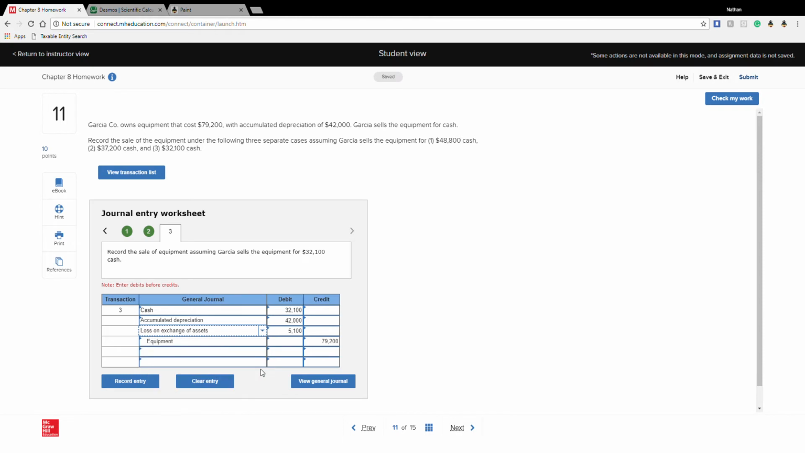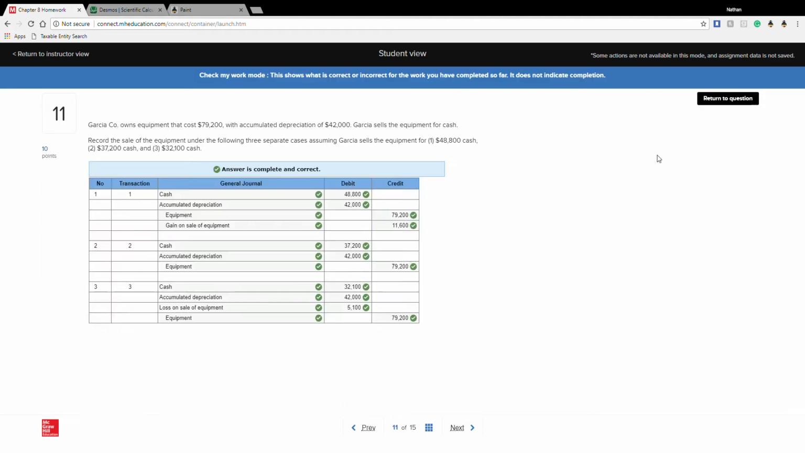Okay, so again, exchange of assets. There we go. Loss on sale of equipment. Alright. So with this, again, if it's a debit, that basically is the plug for the loss or gain. If it's a debit, it's a loss. If it's a gain, it's a credit. Okay, so again, check my work. Boom, everything's correct. Yay.